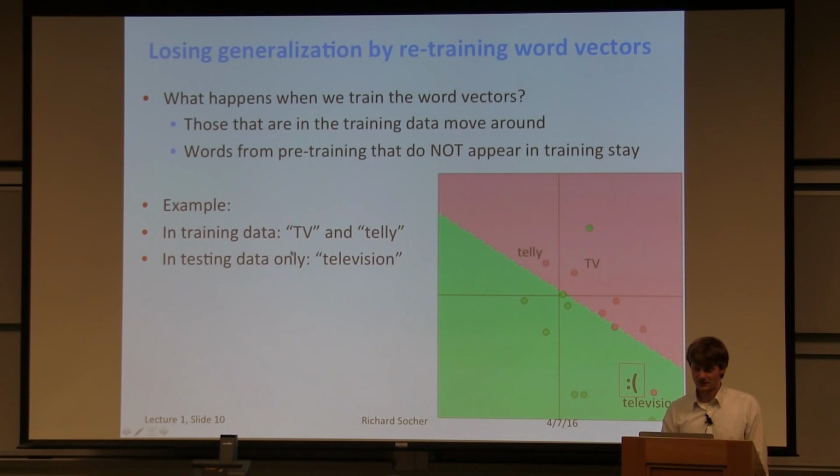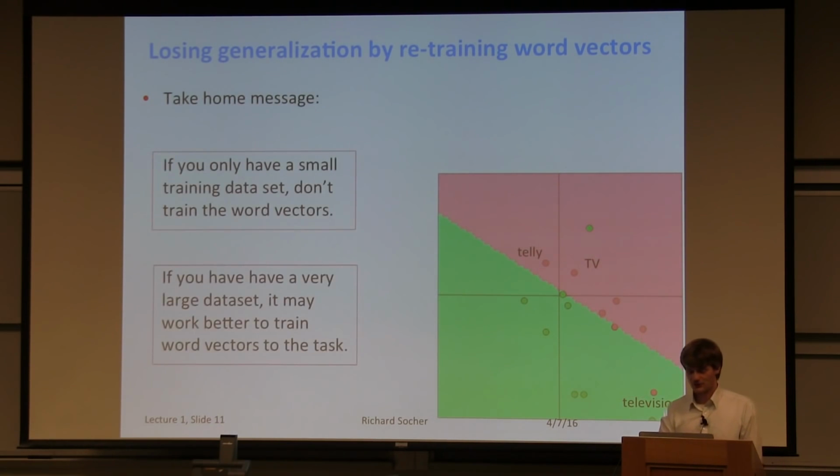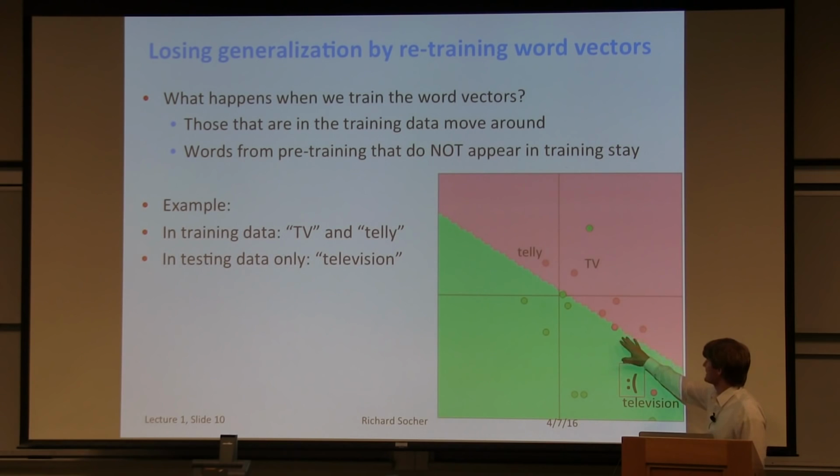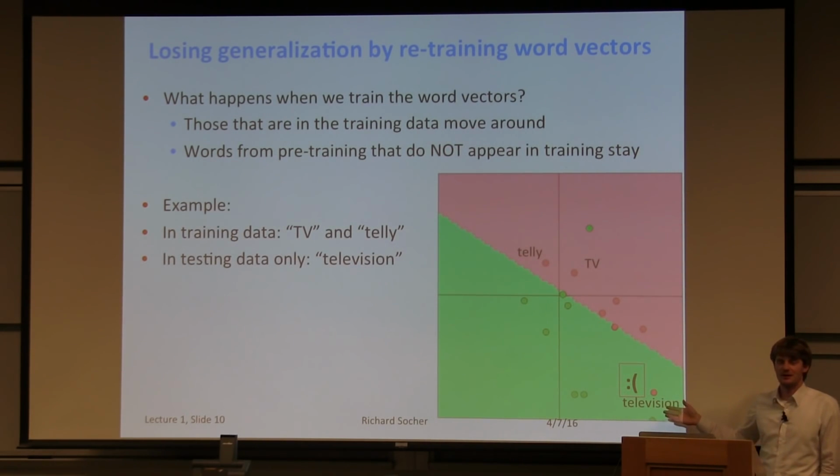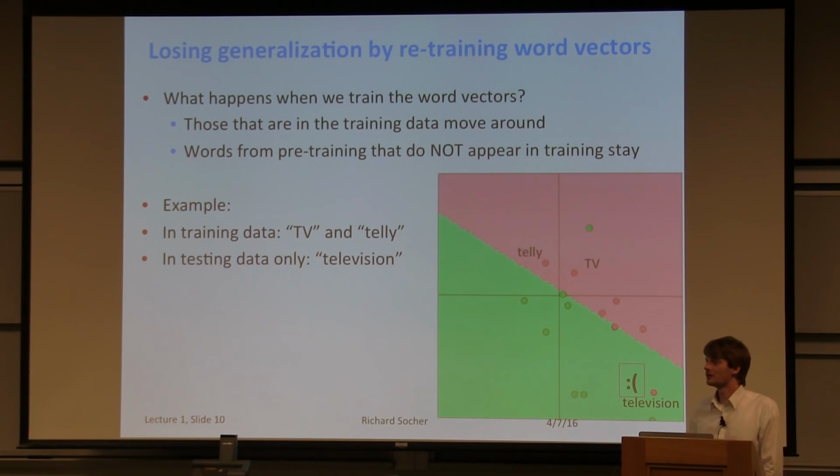So here we had in the training data TV and telly. Now those two might move over here, and in the testing data, television will stay where it is, right? And in general, because we only saw the word television in the test data set. Now, of course, when we try to classify the words, we will misclassify television if we see it at test time only, right? And that's not ideal. So we lose a lot of the power of the unsupervised word vectors if we update them on a very, very small data set.